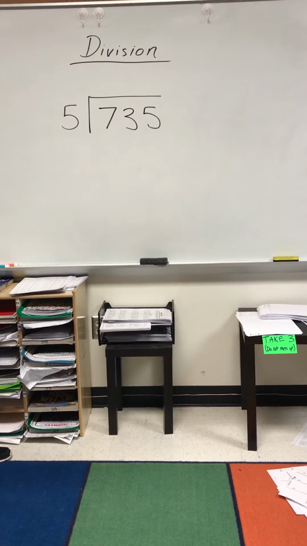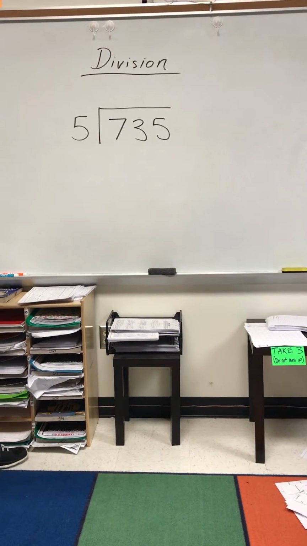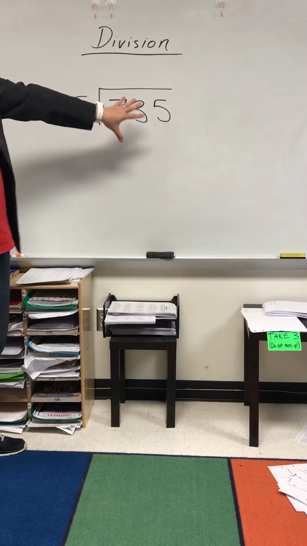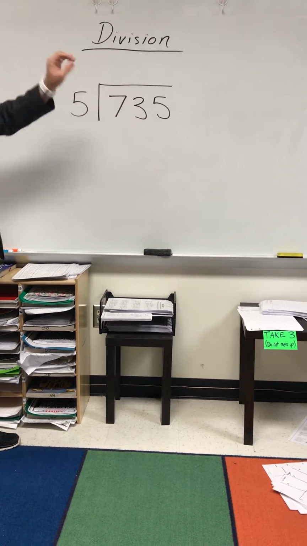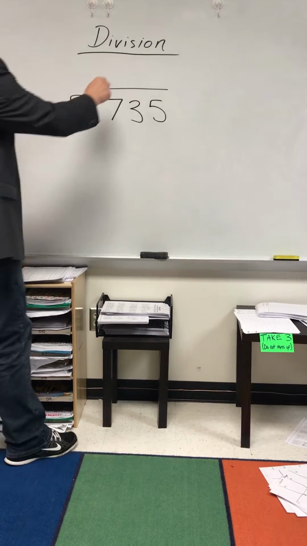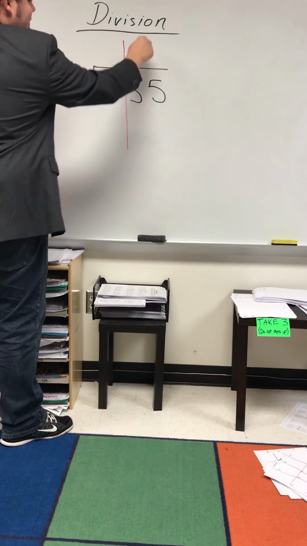When we're doing division, we want to separate these numbers because the reason we get confused on division is we're scared of 735, but we're not looking at 735. We're actually going to look at it per place. So we're going to put bumpers in here, which means just basically lines.